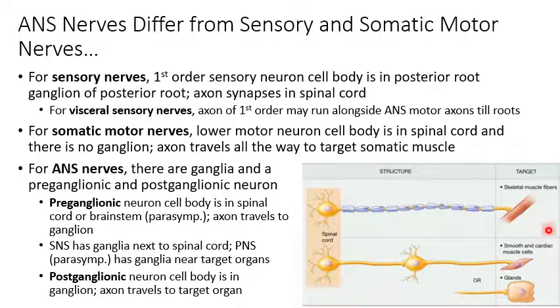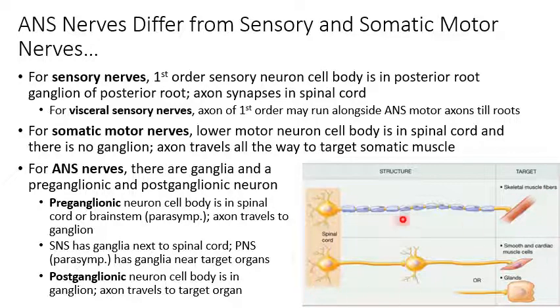This diagram is summarizing the differences between the somatic motor division and the autonomic motor system. On the top you have a typical somatic motor neuron pathway. We're starting with the spinal cord here, and you have a lower motor neuron whose cell body is located in the spinal cord. Its axon is going to leave the spinal cord, travel along the anterior root of a spinal nerve, and then go down that nerve all the way until it gets to the skeletal muscle that it is contacting and controlling.